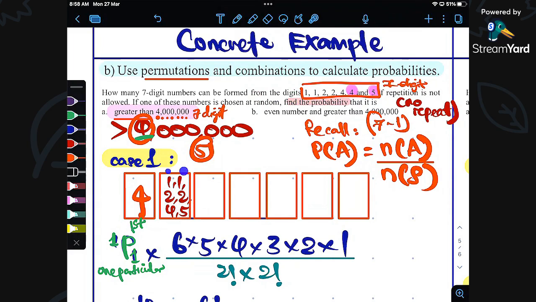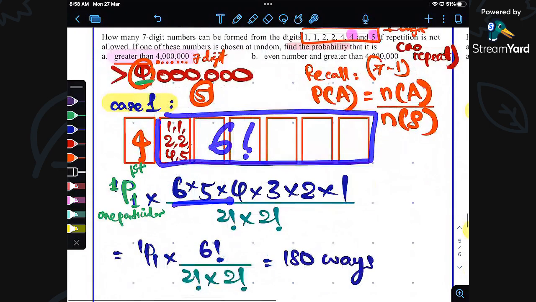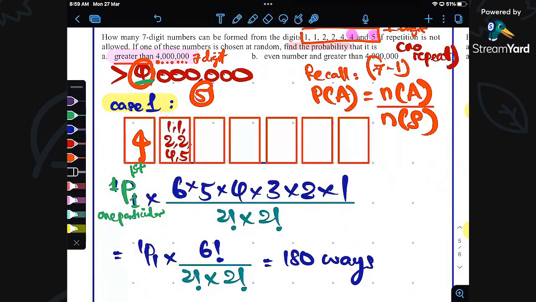So how many of them? There are 6 of them. So you begin with 6. Cut 1 digit, 5 left; cut 1 digit, 4 left; cut 1 digit, 3 left; cut 1 digit, 2 left; cut another 1 digit, 1 left. So everything here at the back is actually 6 factorial. But then you must not forget to divide it by 2 factorial times 2 factorial. Where does it come from? It is coming from this.